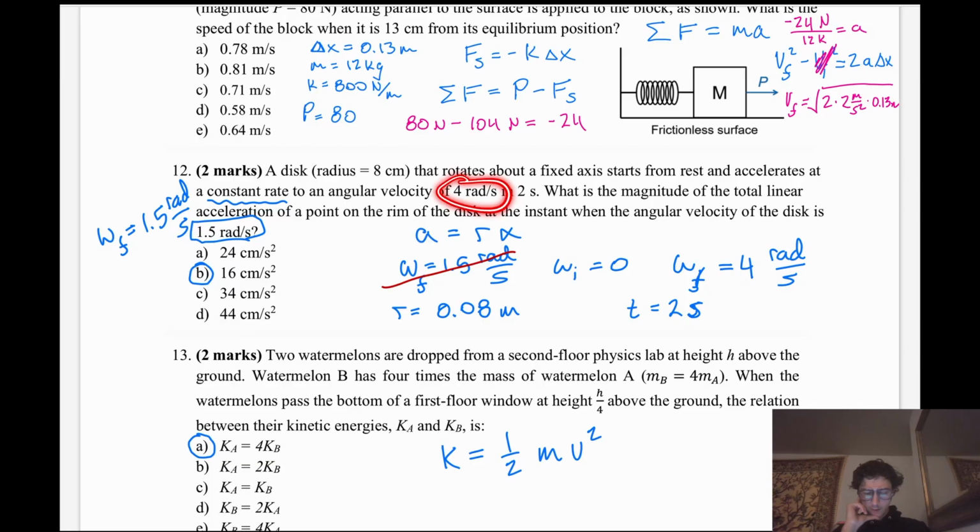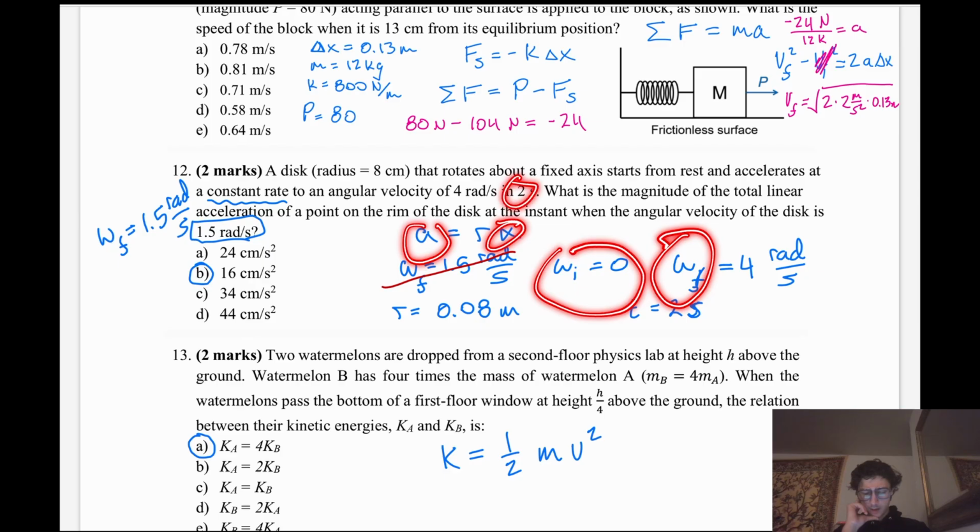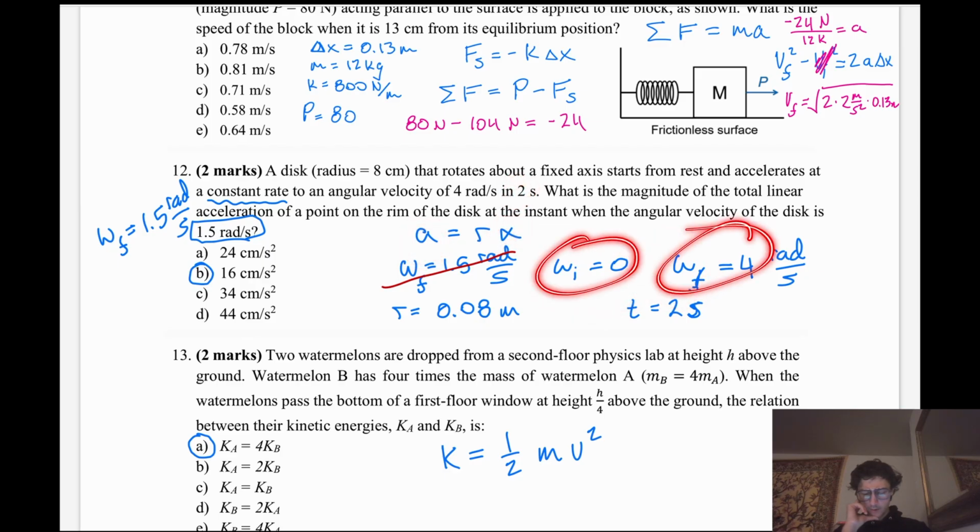And the final is this, for 2 seconds. So we use one of those kinematics equations. I think it was omega final is equal to omega initial plus alpha times time. So we have this, we have this, we have time. So we isolate for alpha, we get alpha. And then we just convert this to meters. This times this gives us, I think it was this.